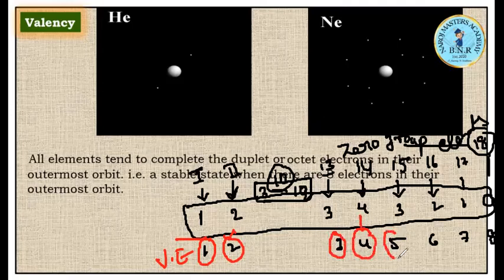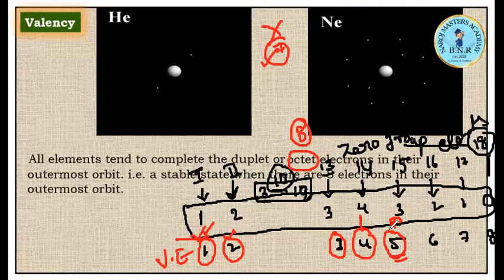But if 5 are there, its valency is 3 only. We cannot donate 5 electrons from the outermost orbit, but we can gain 3 electrons. Is it right? According to the octet rule, we need 8. If only one electron is there in the outermost orbit, how many do you need to balance it? 7. It is very difficult to gain 7 electrons, but it is very easy to donate 1 electron compared to this.